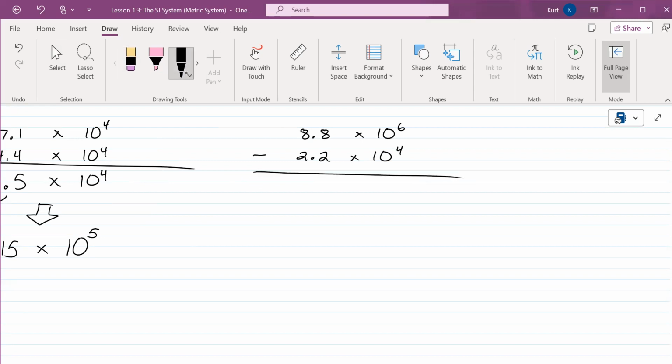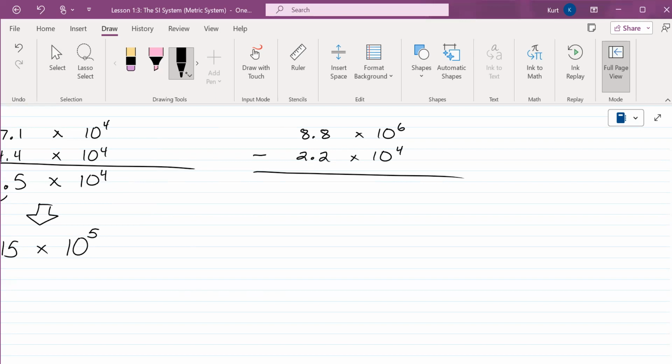Okay. 8.8 times 10 to the 6 minus 2.2 times 10 to the 4. Let me use my phone as a calculator. All right, Ben, are the exponents the same number? No, they're not. So I'm going to tell you what, you have a choice.